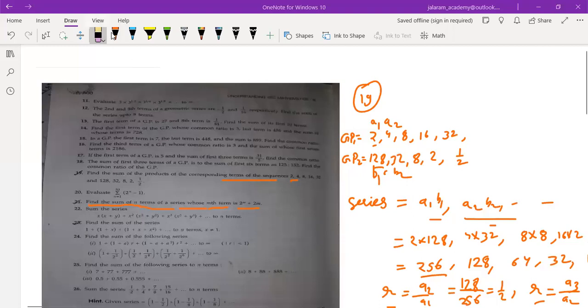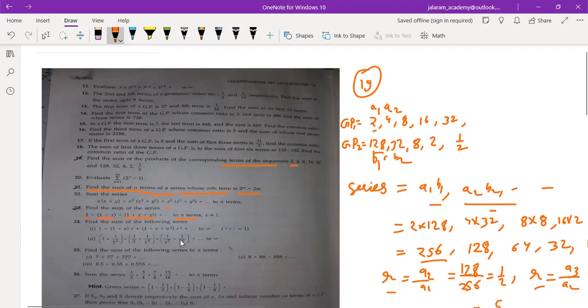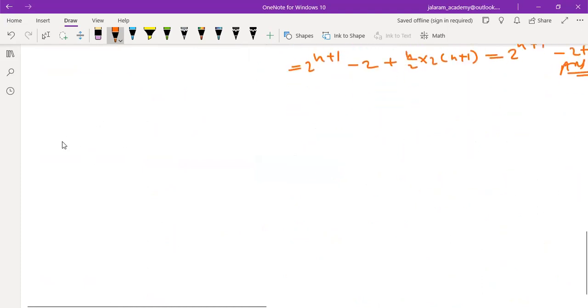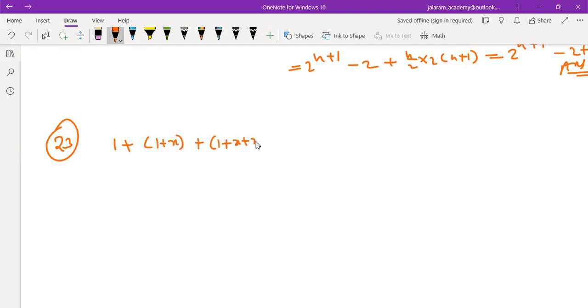Now question number 23. Find the sum of the series 1 plus (1 plus x) plus (1 plus x square) and so on up to n terms.